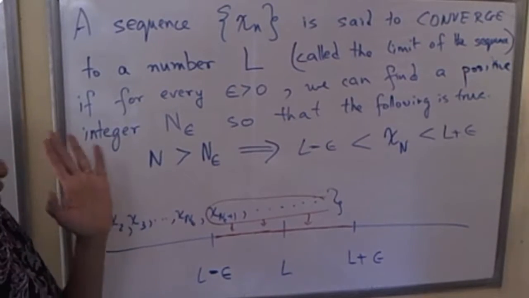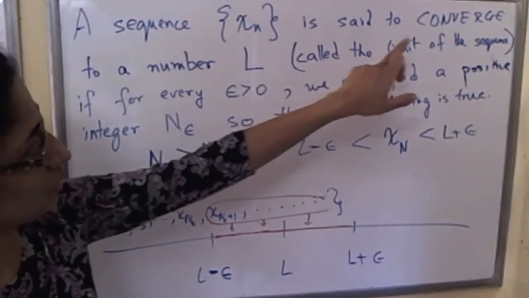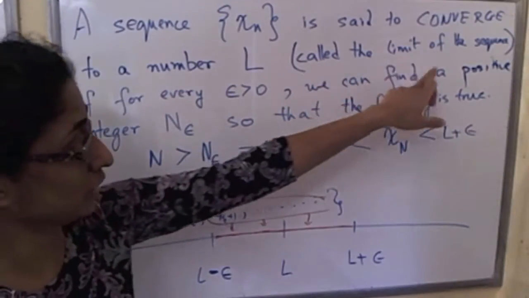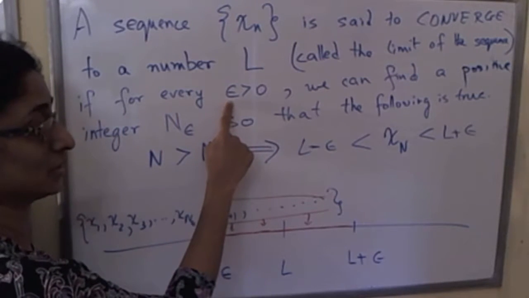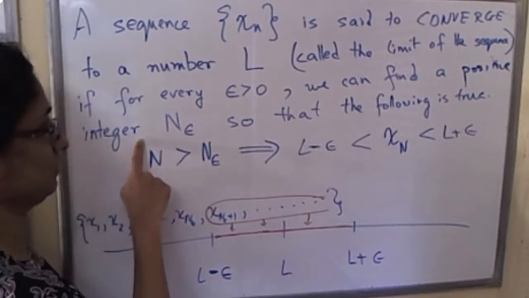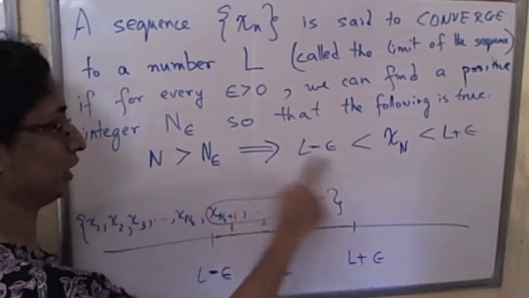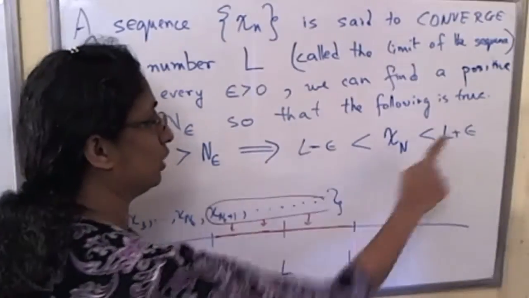Let's read the definition together. A sequence x sub n is said to converge to a number L, which is usually called the limit of a sequence, if for every epsilon, this is a Greek letter, epsilon, positive, we can find a positive integer N based on epsilon, so that the following is true. n greater than N of epsilon implies this inequality is true.